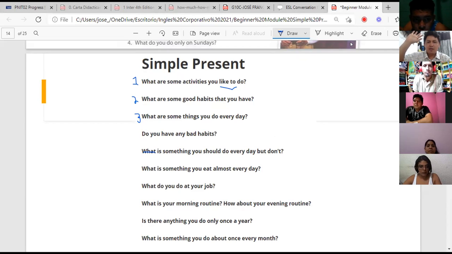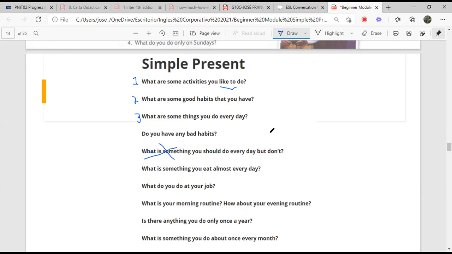In my case, I'm guilty. Soy culpable, right? I should exercise, but I don't do it every day, right? Esta pregunta, si quiere, se la salta porque no hemos visto la gramática y no lo quiero confundir. Pero básicamente lo que le estoy diciendo, que es algo que debería hacer todos los días, pero no lo hace. Right? What is something that you should do every day but don't? All right. Let's see. Number four, we do it. Number this one, we don't do it. No hacemos esa. And then we go.